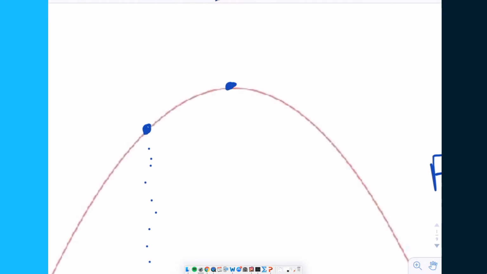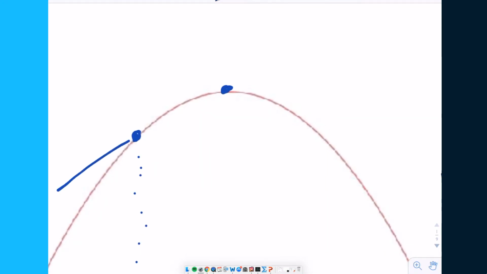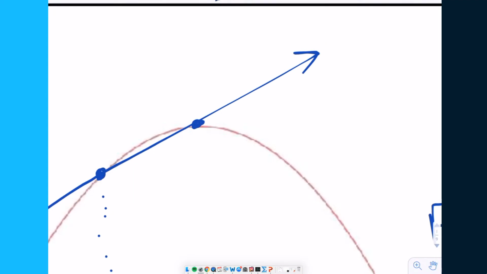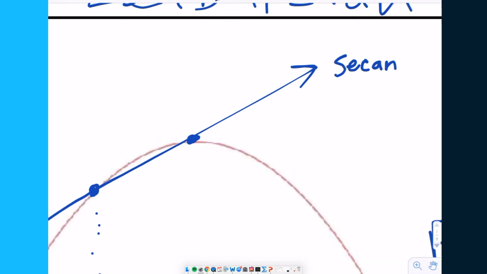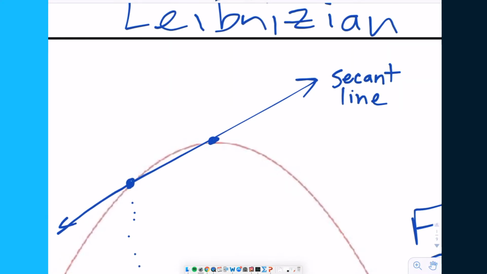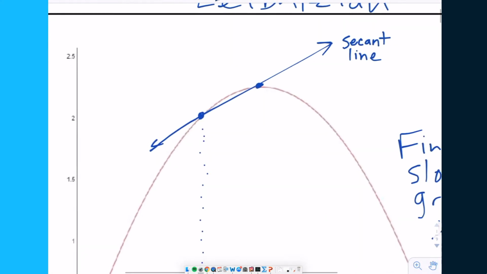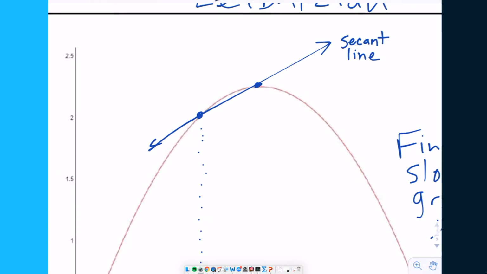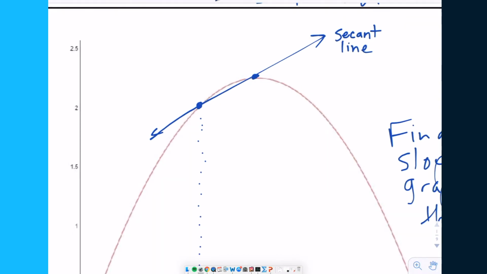And now that I have 2 points, I can actually draw a line through there, and we have a line that touches a curve twice. This line is called a secant line, and that's something that you need to know if you don't already. A secant line intersects the curve at 2 points. So if I can find the slope of the secant line, I'm not going to be finding the instantaneous rate of change. I'm not going to be determining how fast the graph is changing at that point.